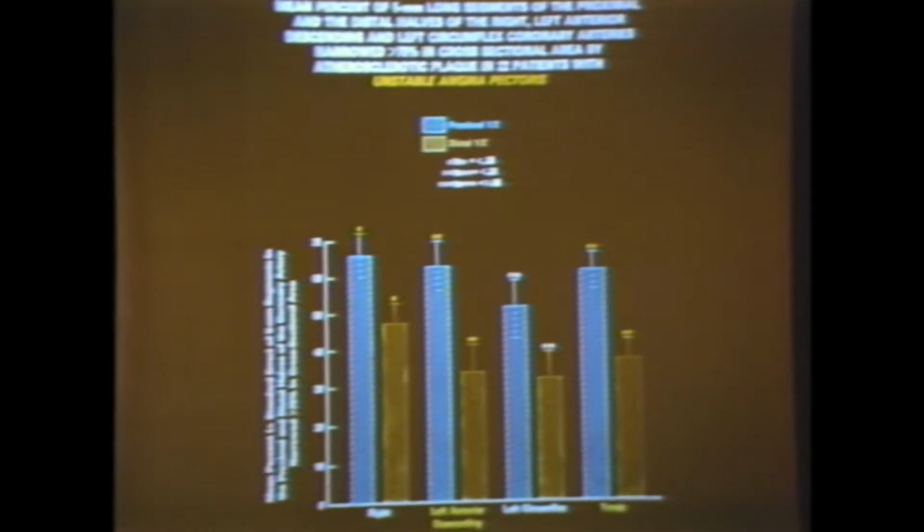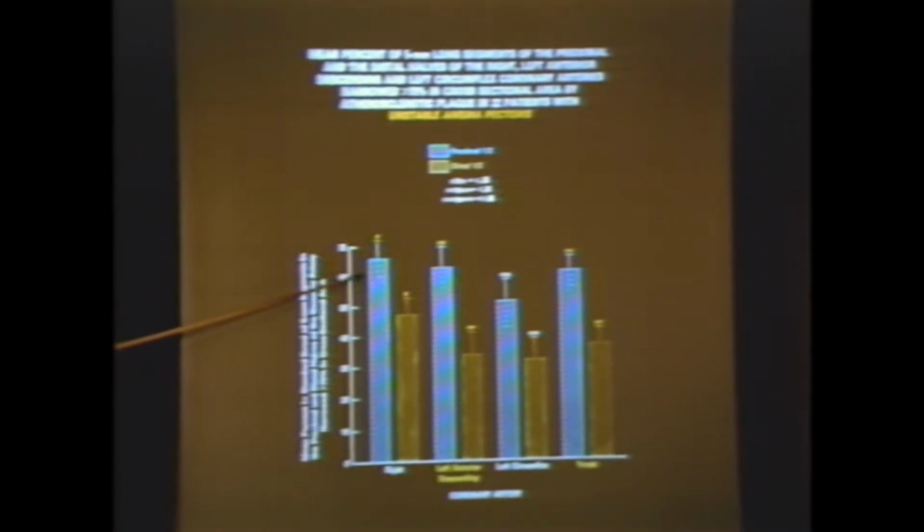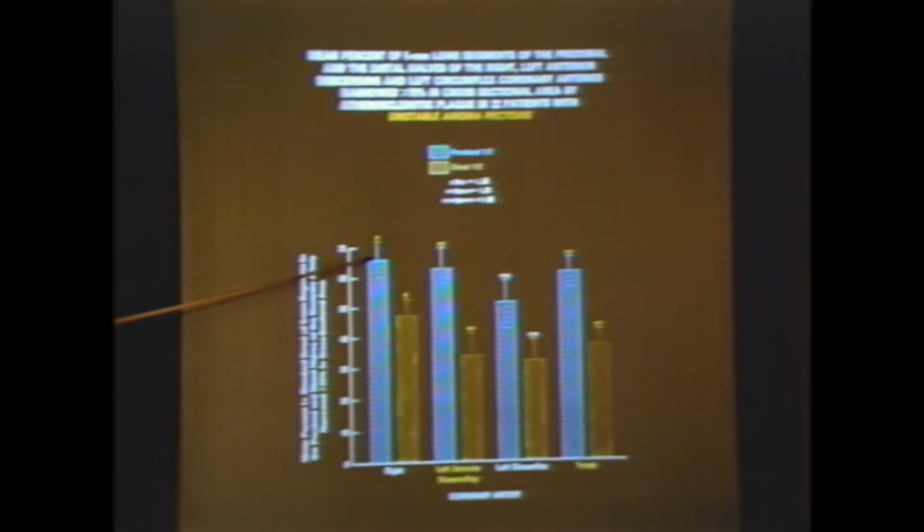Another thing interesting about this angina group, at least unstable angina, is that this is the only group that we've studied in whom there was more narrowing in the proximal halves of the major arteries than in the distal halves. The only group. The others, the distal halves, were narrowed just as much as the proximal halves.